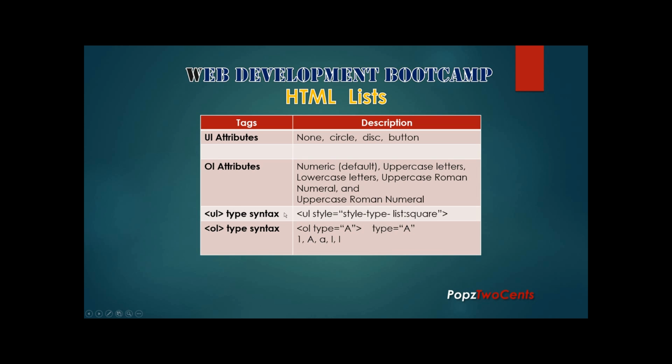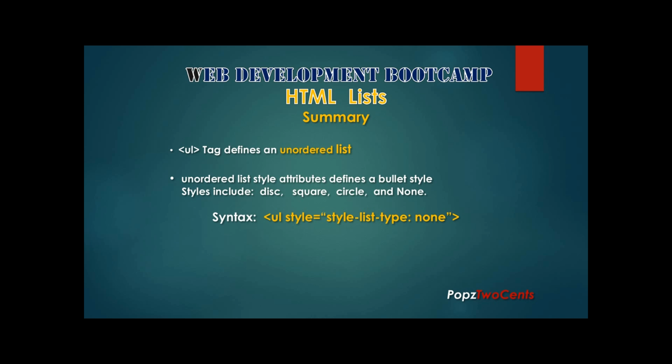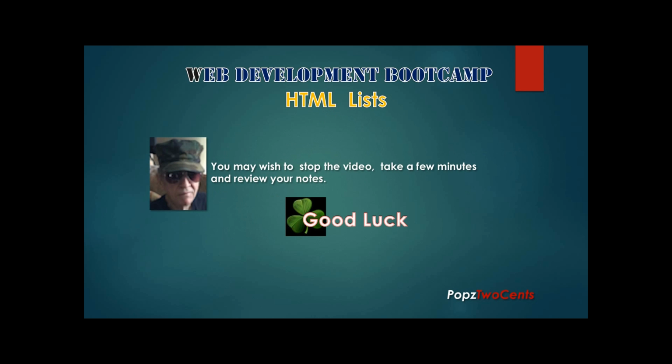The syntax to set the attribute within UL is a style attribute. The same with the OL type syntax, which is much easier than that one, because all you do is say type equal quote, capital A end quote, and none. Here's the syntax to set the unordered style attributes. You may wish to stop the video, take a few minutes, and review your notes.